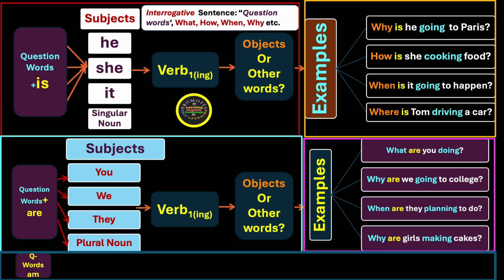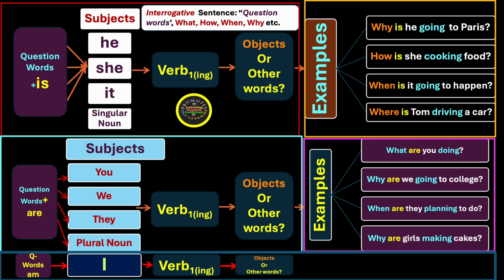And the last structure is question words plus am, and then we use I, and then we have the first form of the verb with ing, then we have objects or other words. See the example: why am I teaching French?